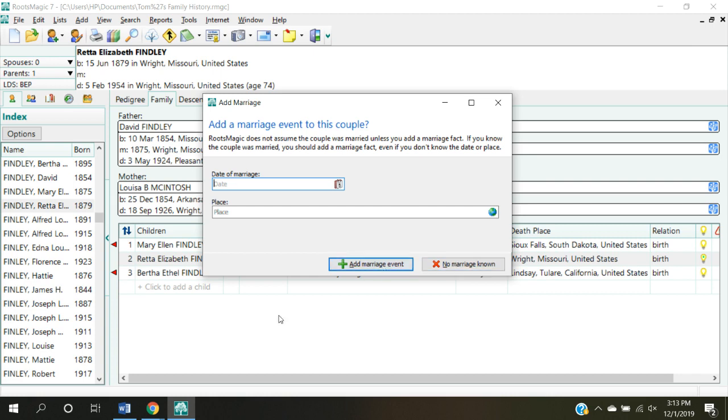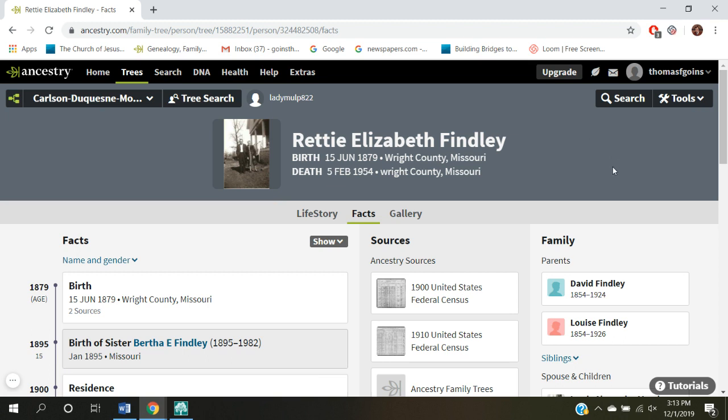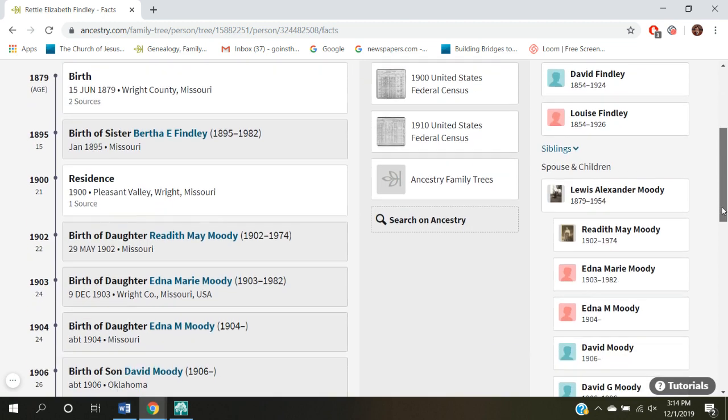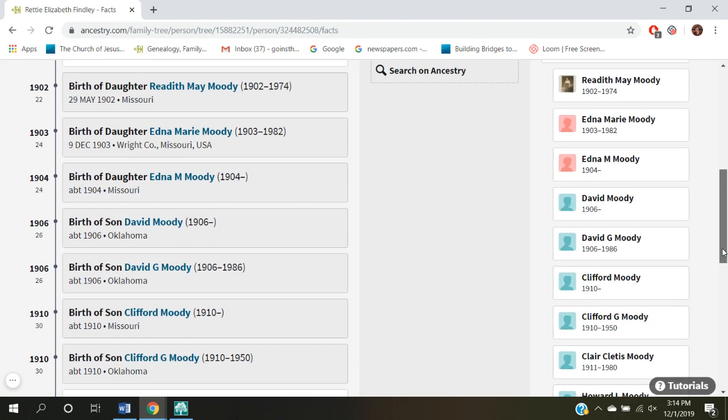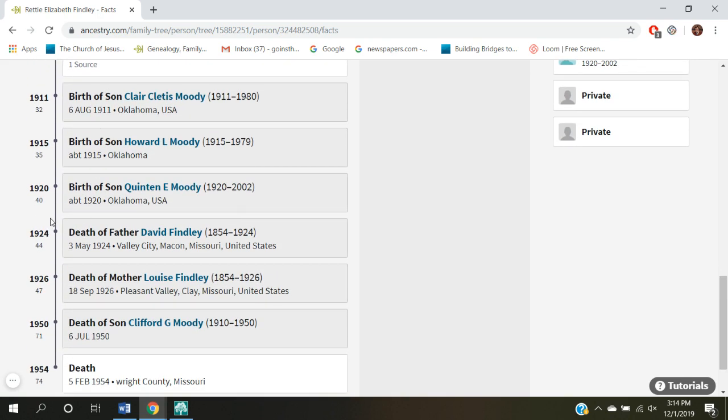I'm going to go back to the family group sheet in this family tree that was downloaded or typed in by whoever Lady Molt 822 is. It's a person who's a distant relative of mine, some distant cousin. So I'm going to see if over here in the life facts there's actually some kind of a marriage. This is the life facts over here on the timeline. I don't see a marriage entered here.